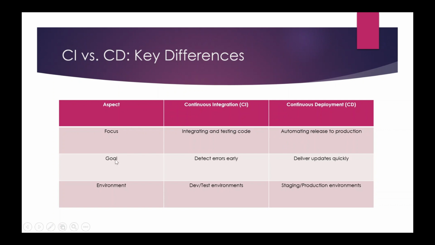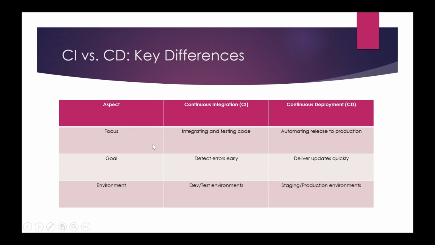What are the goals? Continuous integration detects errors early. Generally, we integrate everything in the continuous integration pipeline so that any error or bug in the code will be detected early. Continuous deployment delivers updates quickly. Of course, this continuous deployment pipeline is to deploy the application, so this will deliver your update quickly till production.